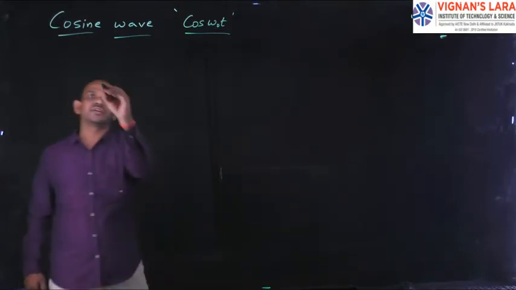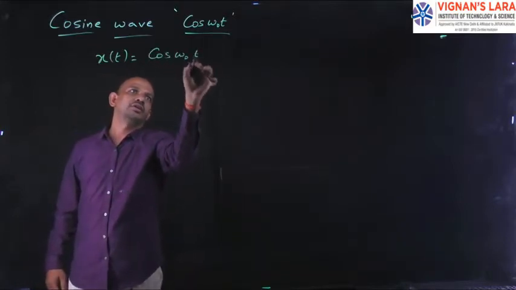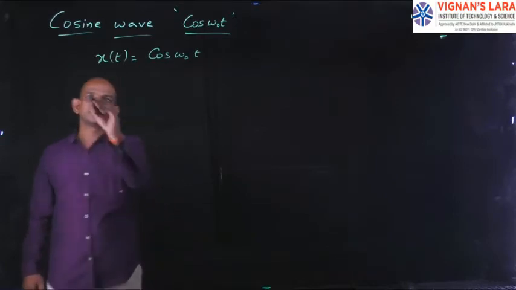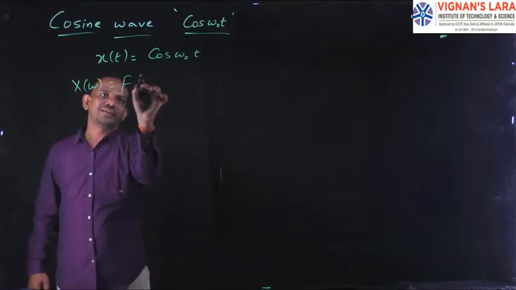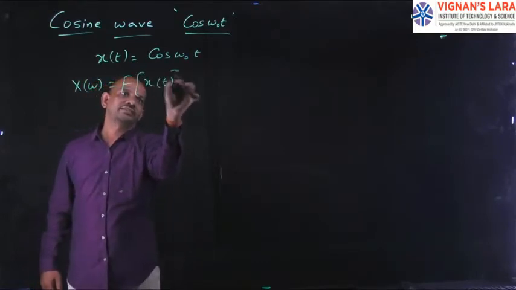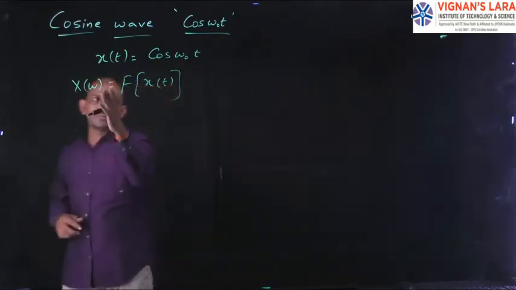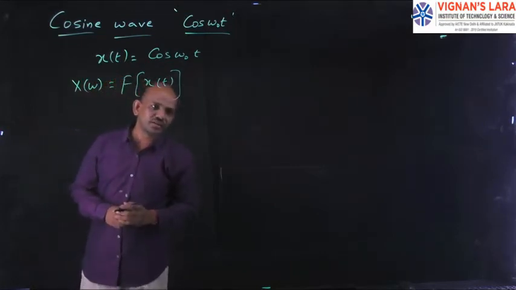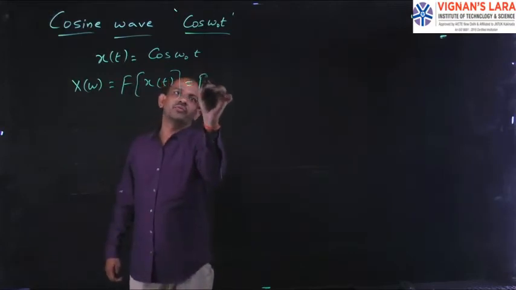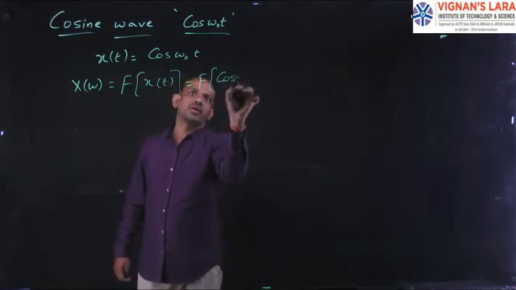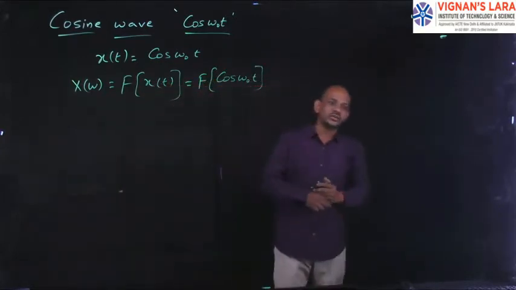First, here they have given x of t equal to cos omega naught t. We have to find the Fourier transform, that is, x of omega is nothing but the Fourier transform of x of t. So simply we can write x of omega as the Fourier transform of x of t, that will be equal to the Fourier transform of cos omega naught t.